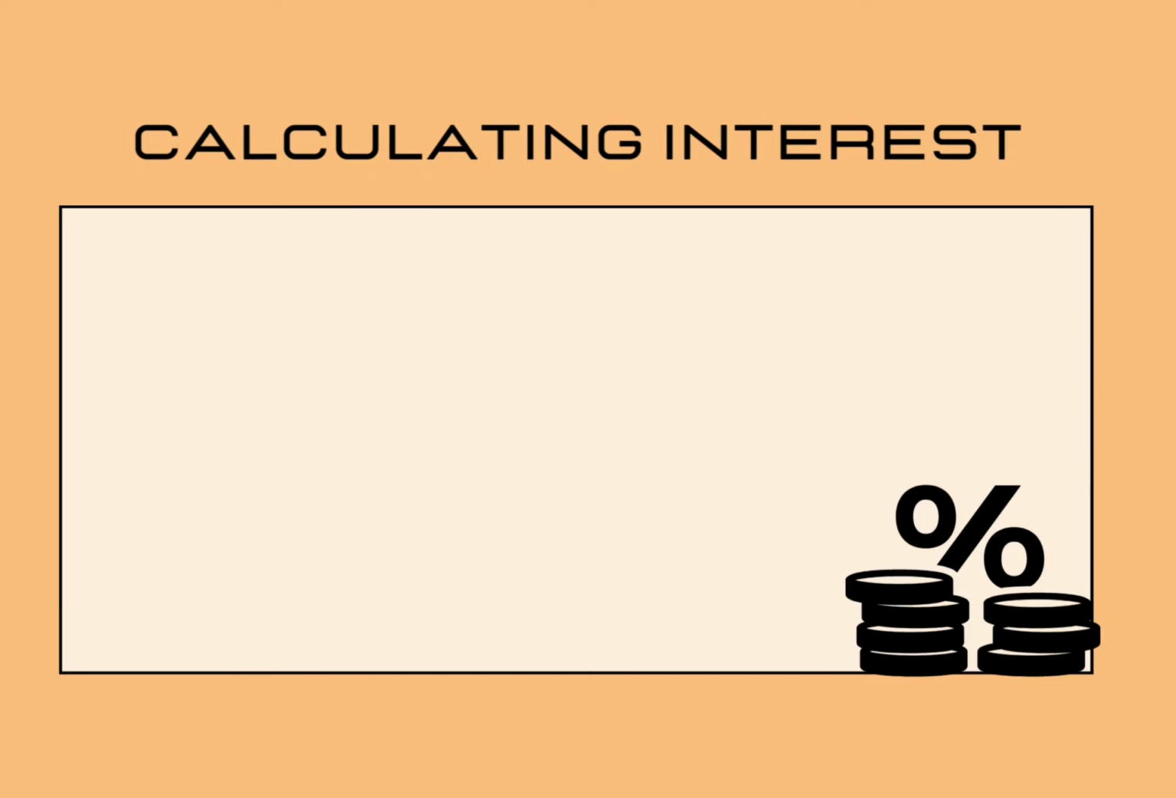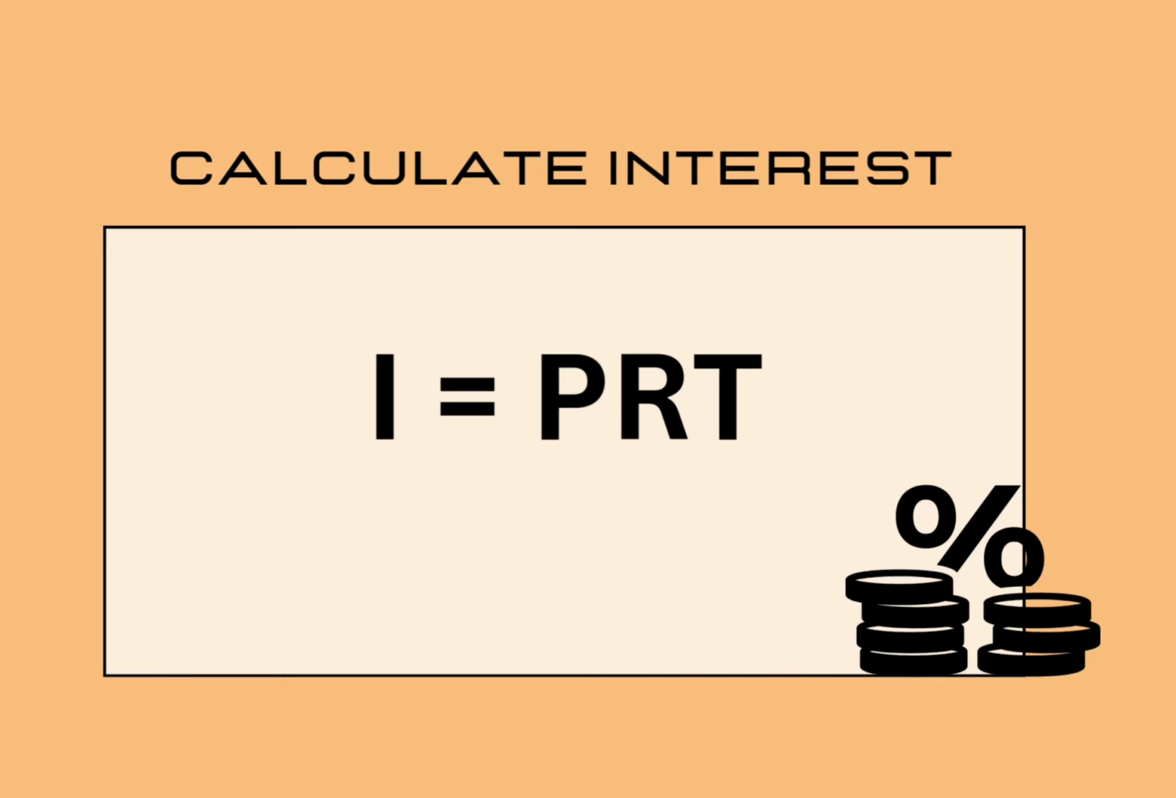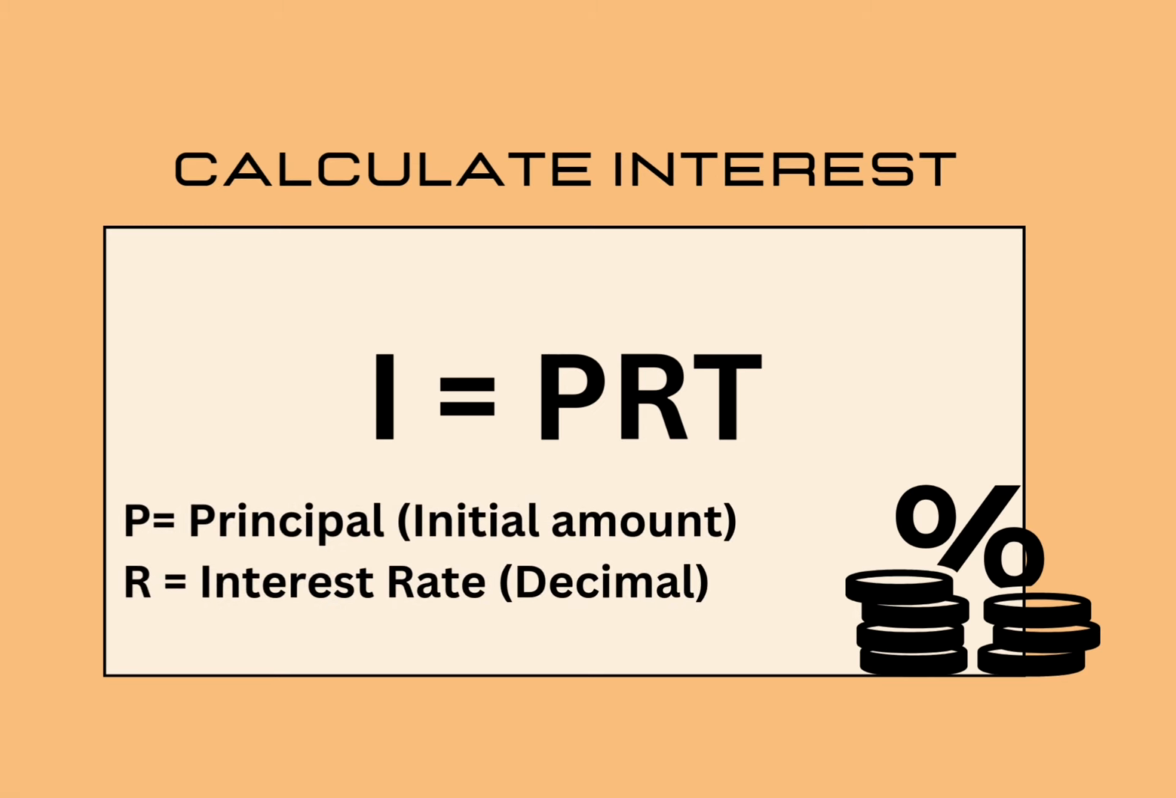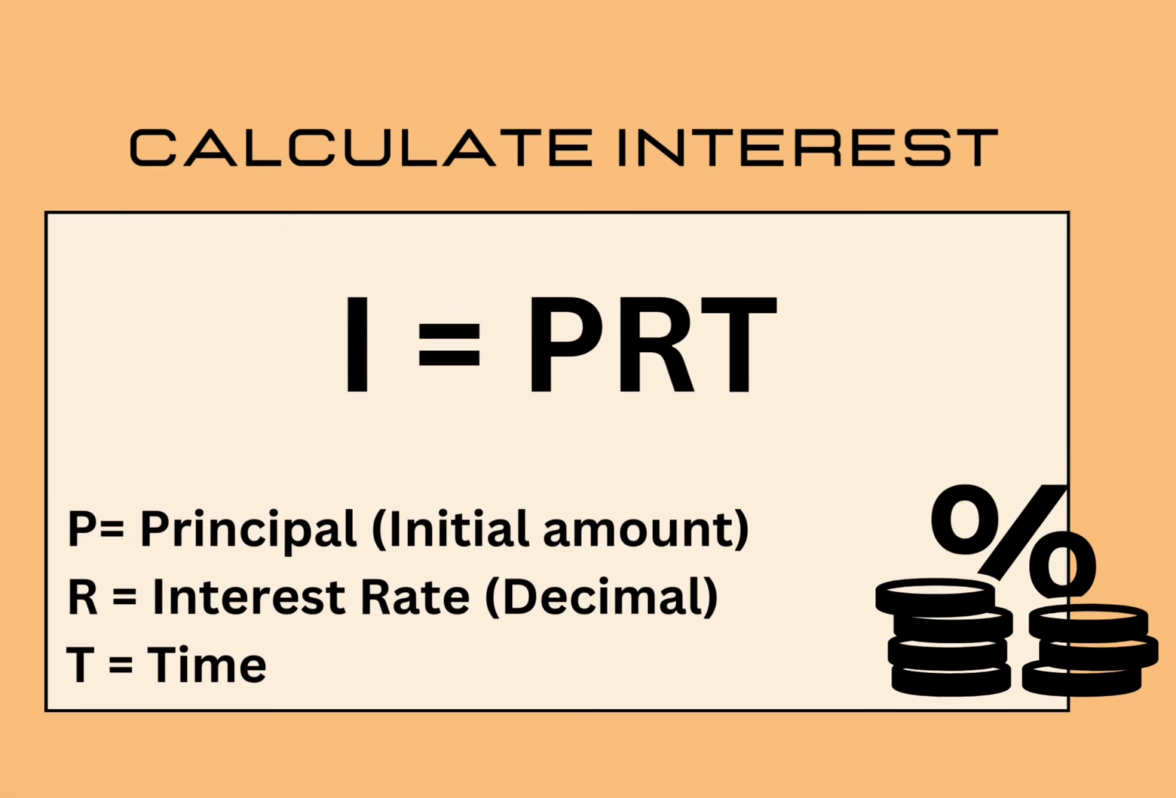Finally, there is calculating interest. Calculating interest is equal to I equals PRT, with P equals the principal, or the initial amount invested, R, which is the interest rate represented as a decimal, and T equals the time the interest is collected over. Now, let's look at our final example question for these concepts.